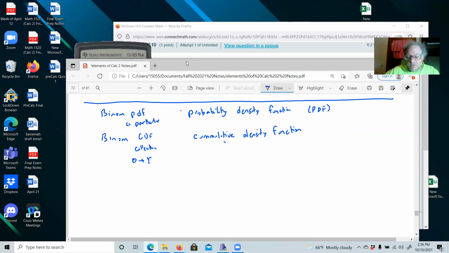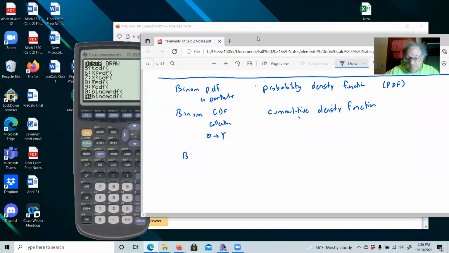So for a PDF, that's the particular value. We're going to type in binomial PDF. If you're using an 83, you kind of have to memorize what order this goes in. If you have an 84, it will prompt you: what do you want n to be, and then what do you want p to be, your probability of success, and then what do you want your x or your r to be? They're going to use x. You're just going to type those in.